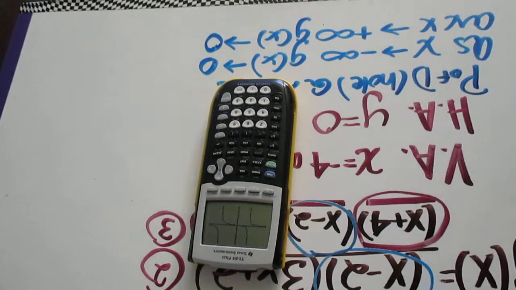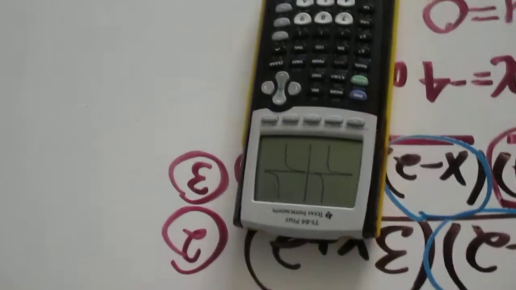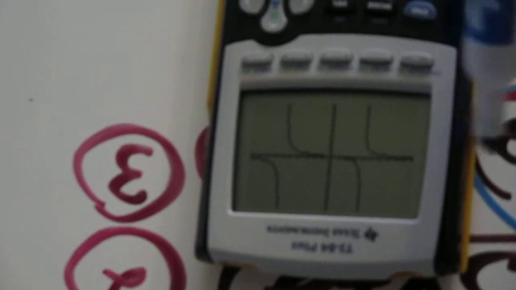So when I graph this function, I'll zoom in on the calculator for you. You notice as x goes to negative infinity, the function approaches 0. As x goes to positive infinity, the point also approaches 0.